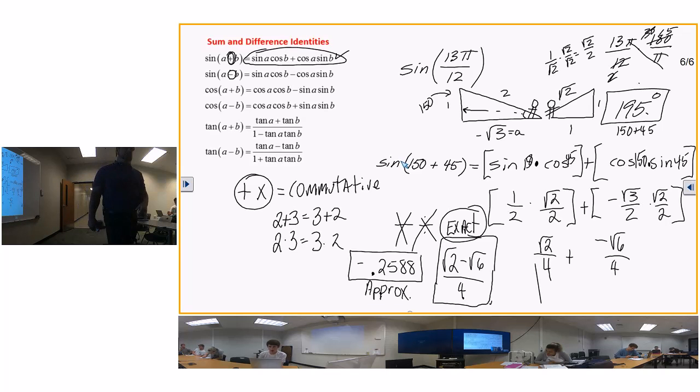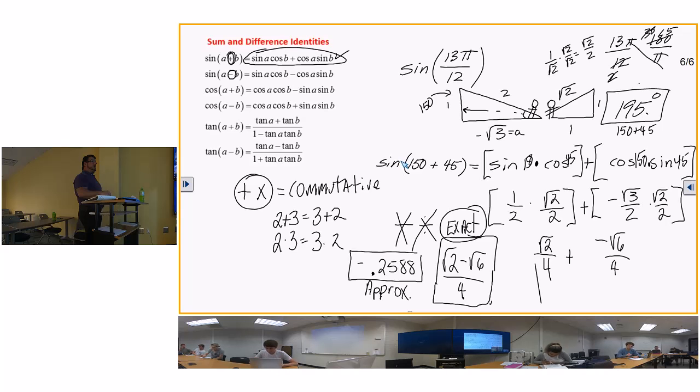Who else has got a question? Make sure you read the directions. Although sometimes I'm very lenient, but if the directions say write in decimal and round to the nearest hundredth, I'm less lenient. So you need to read the directions. Who else has got a question?